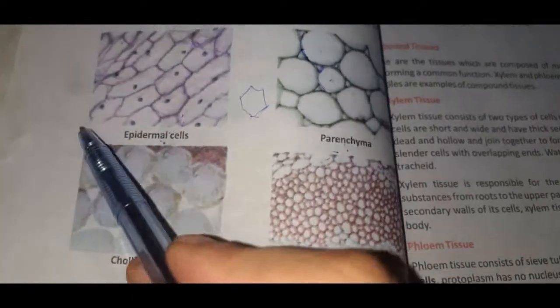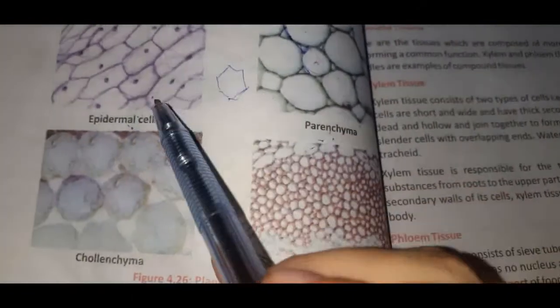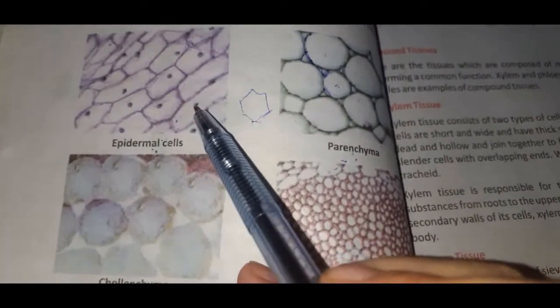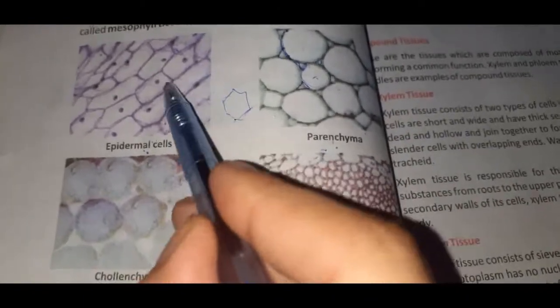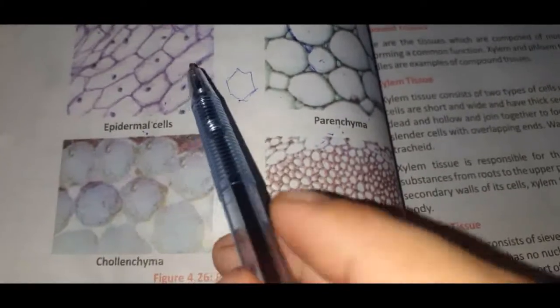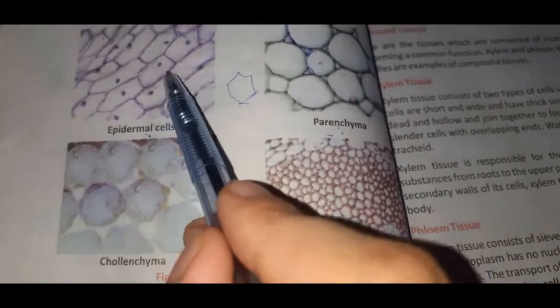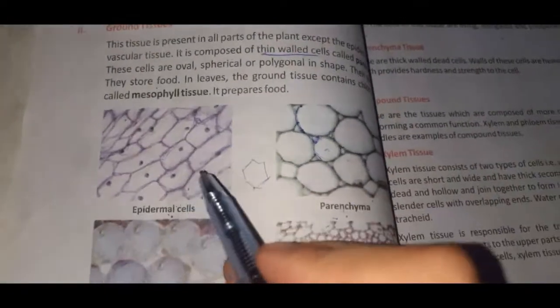Epidermal tissues have the function of protection. They usually lie at the surface of the leaf or of the stem or of the roots. Cells of epidermal tissues are thick. Their walls are thick. So we can say that they are thick-walled and are closely packed with no intercellular spaces. Right?